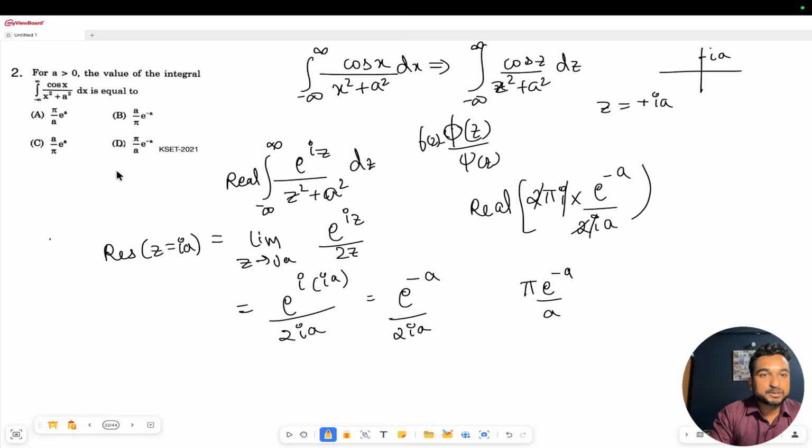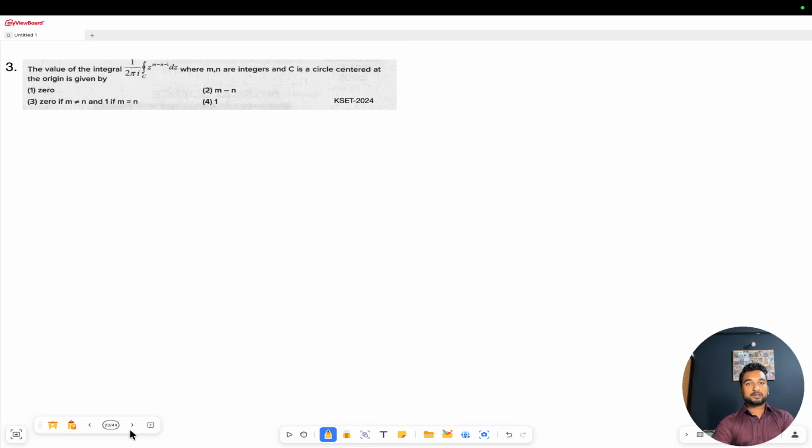So check which option is there. Pi by a, e to the power minus a. So this is not the correct option. A by pi is not the correct option. Option D is the correct answer. Okay. So here, next question.